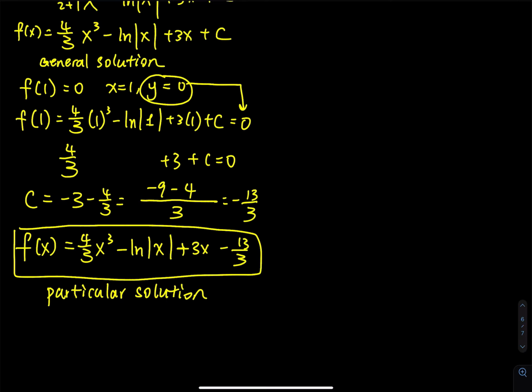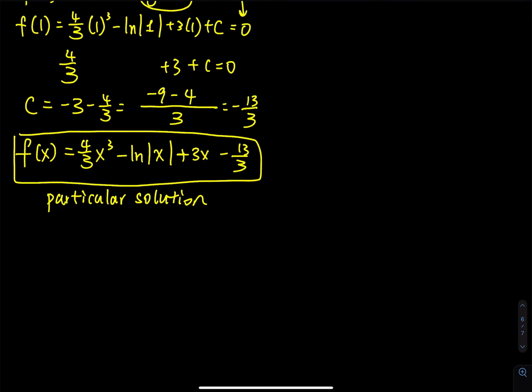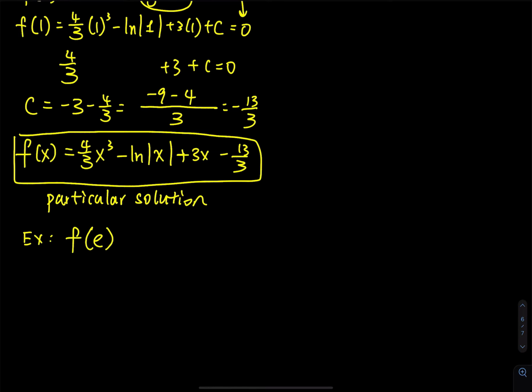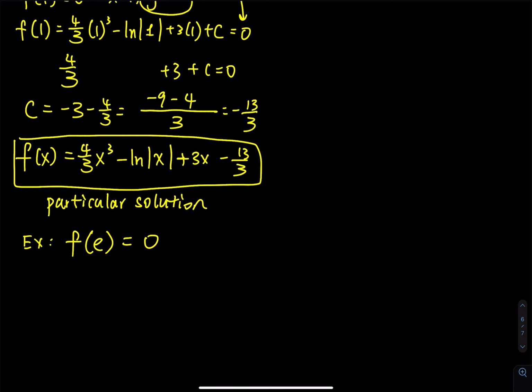One question that I would like to answer is: is this the only possible c value? The answer is no. We can practice something else. So let's say, for example, I give you another initial value. Let's say f of e equals 0. And then all you have to do is plug e into the function. So that will be f of e. You don't plug in 1, right?